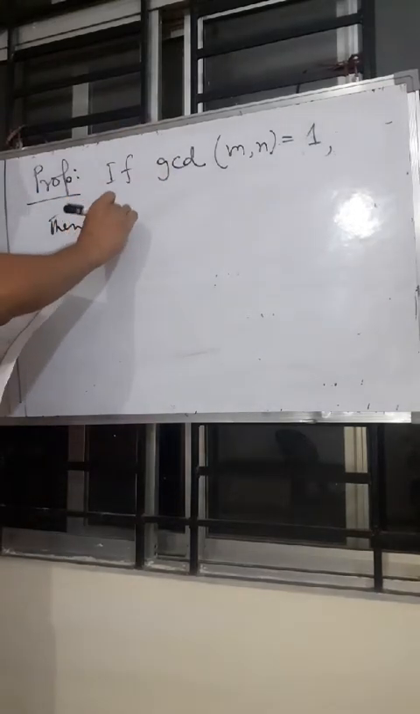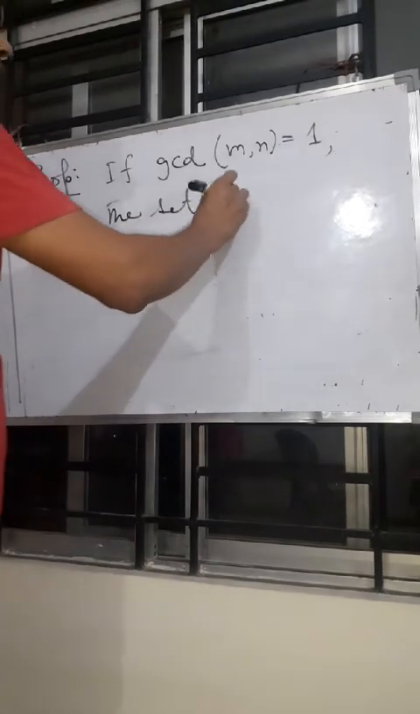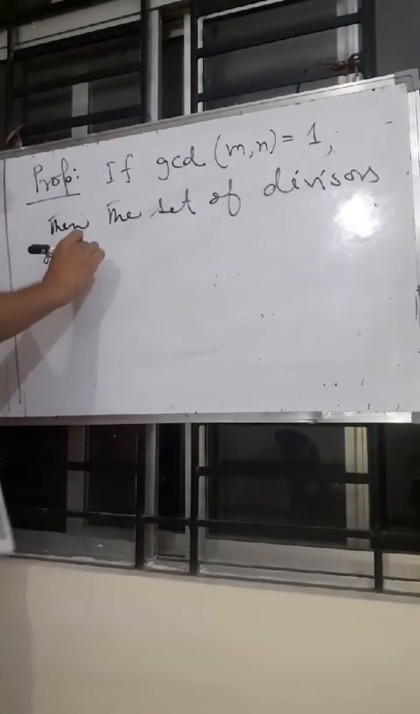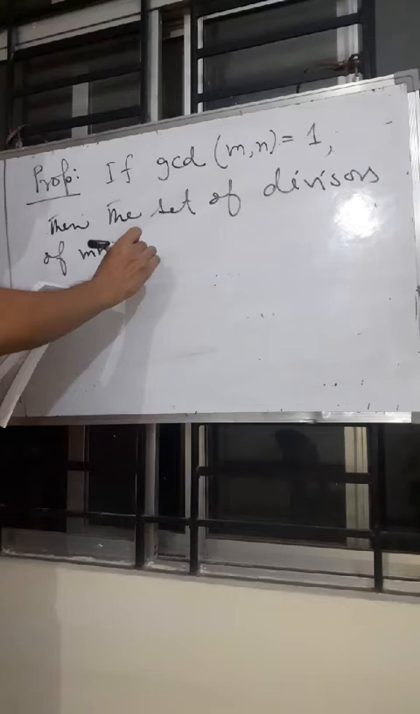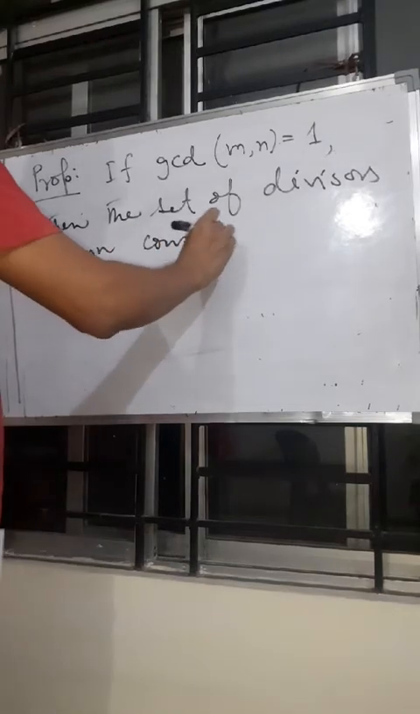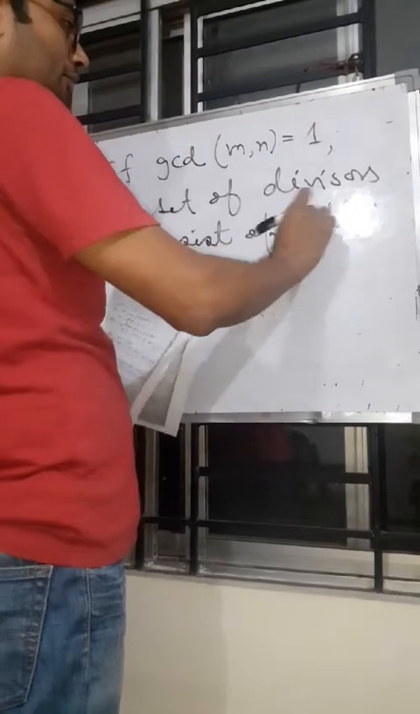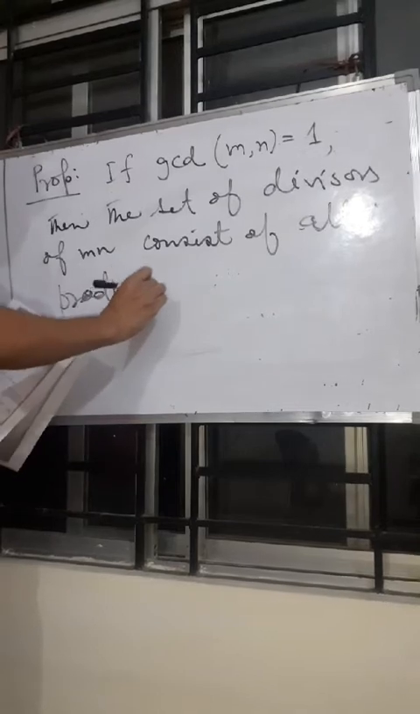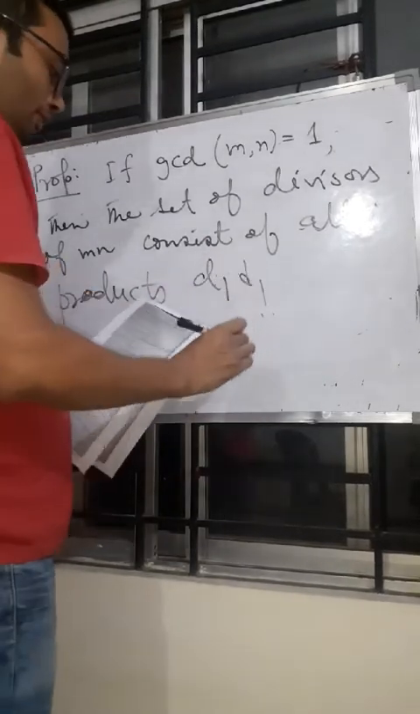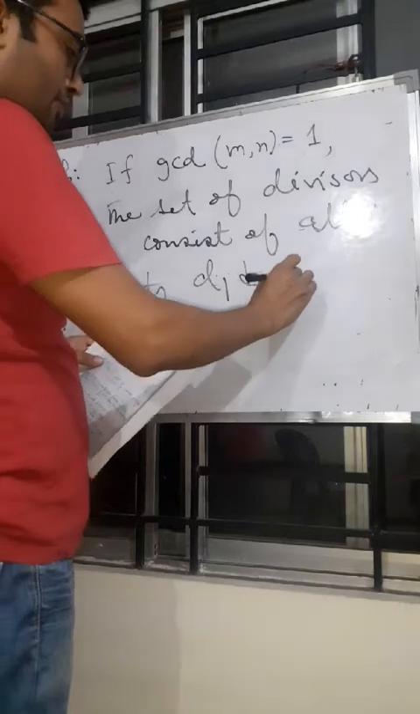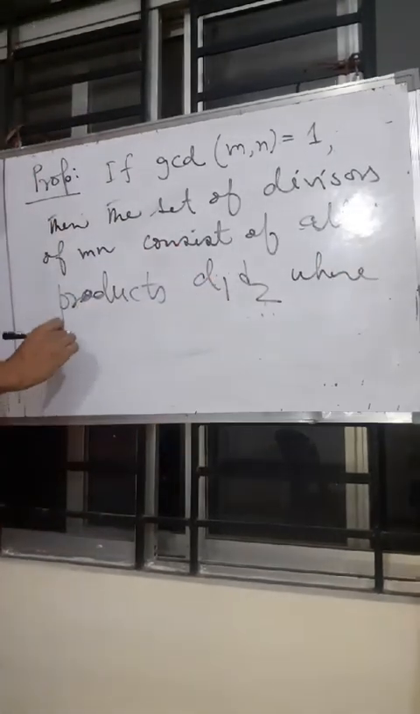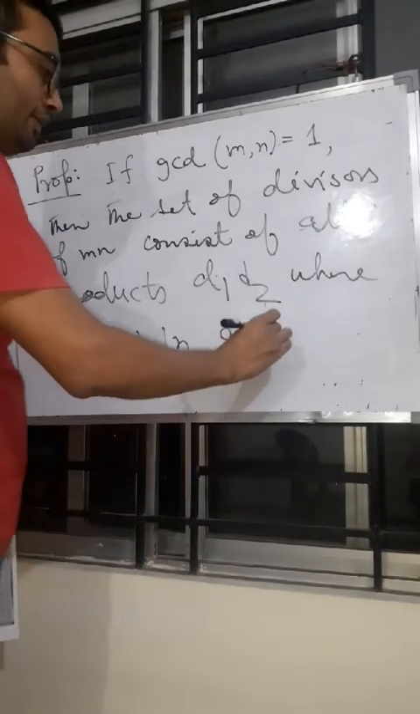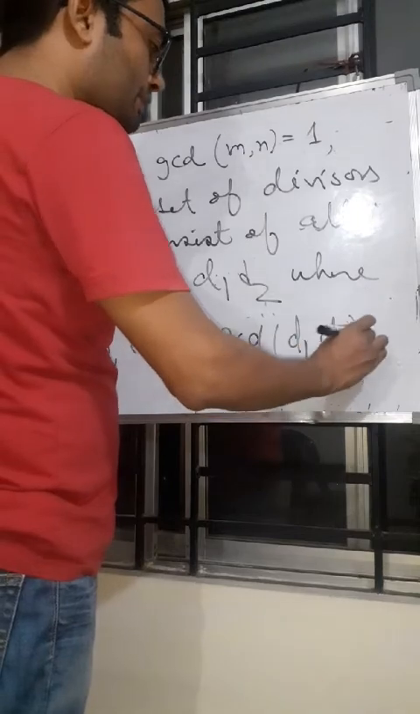Then the set of divisors of mn consists of all products d1 d2, where d1 divides m, d2 divides n, GCD of d1 d2 is 1.